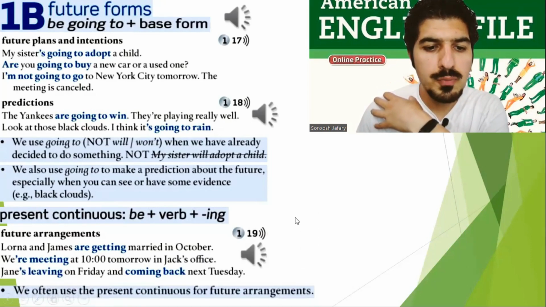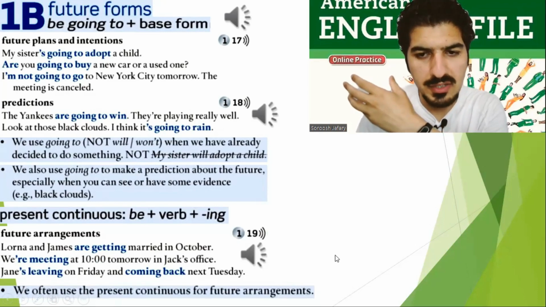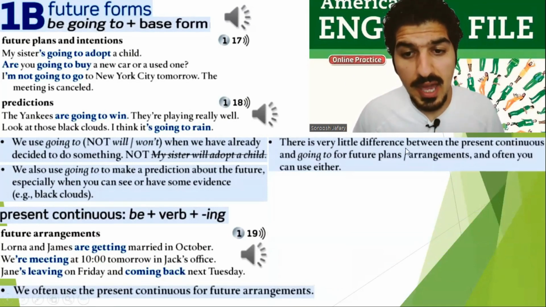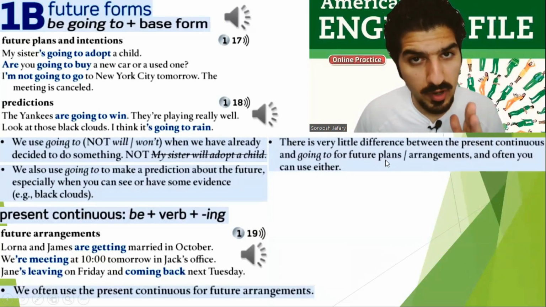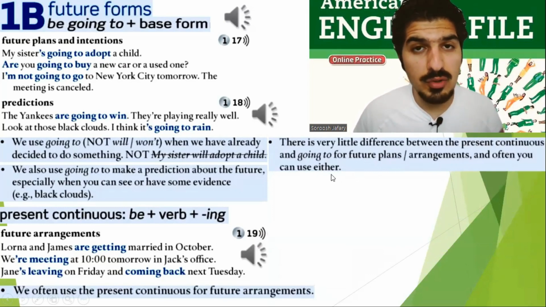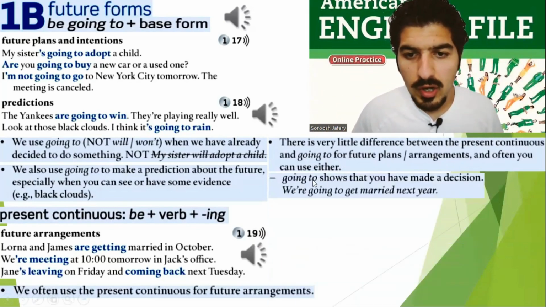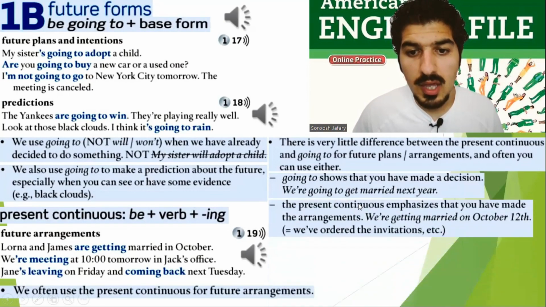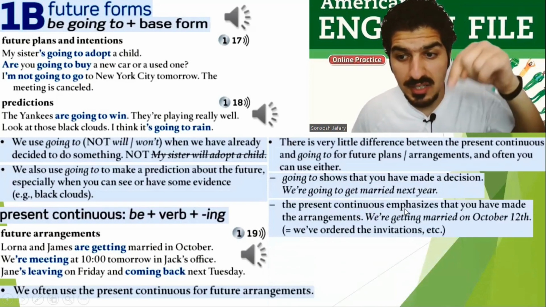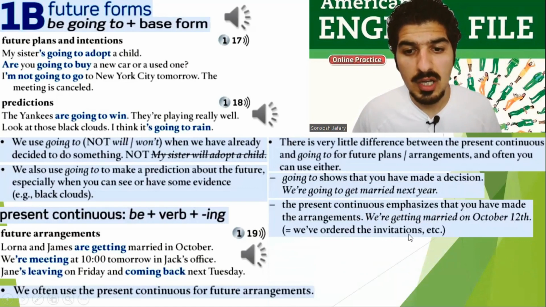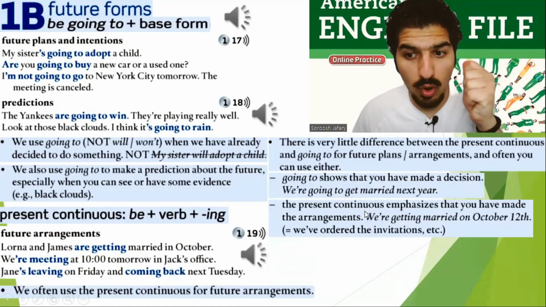Great. So we often use present continuous for future arrangements, as I said. There's very little difference between the present continuous and going to for future plans or arrangements. And often you can use either. You can use both of them. Let me show you. Going to shows that you have made a decision. We're going to get married next year. The present continuous emphasizes that you have made the arrangements. We're getting married on October 12th. We have ordered the invitations, etc. So present continuous means that you're sure.